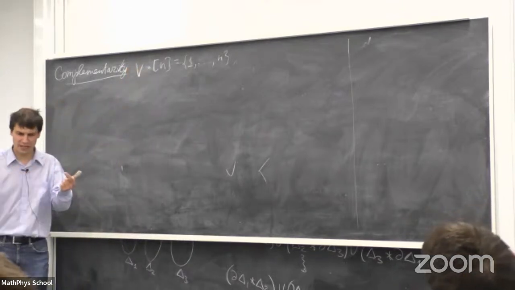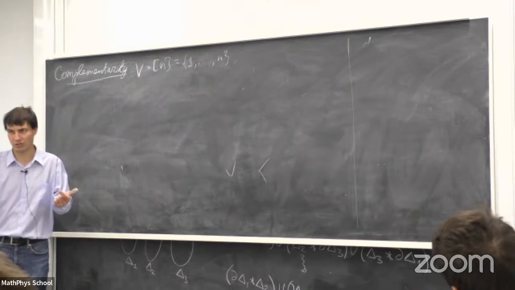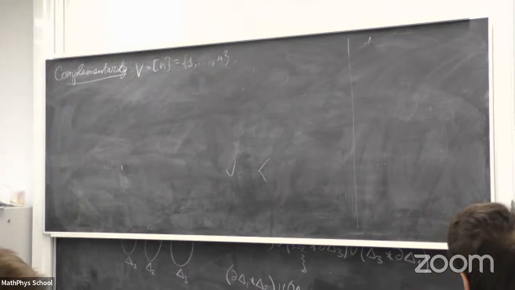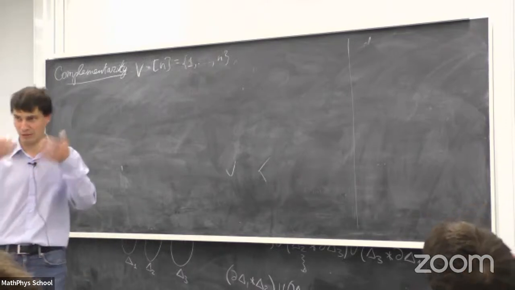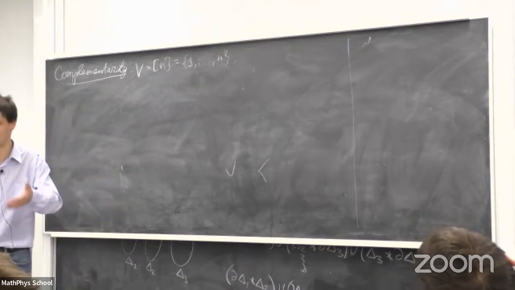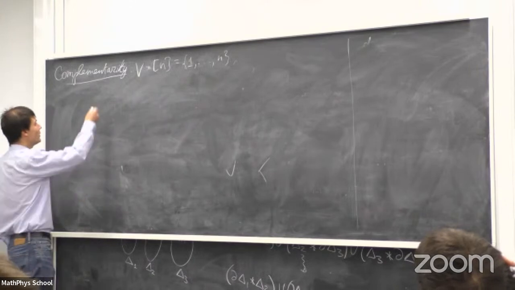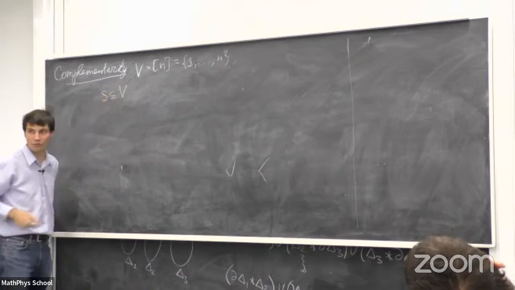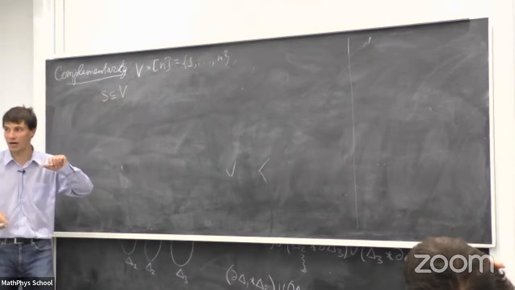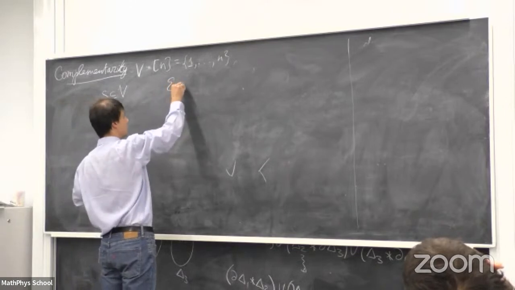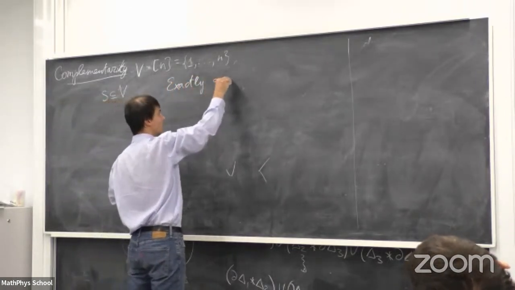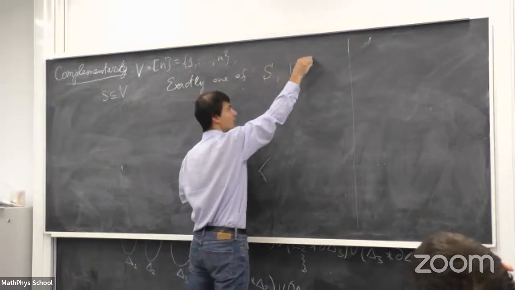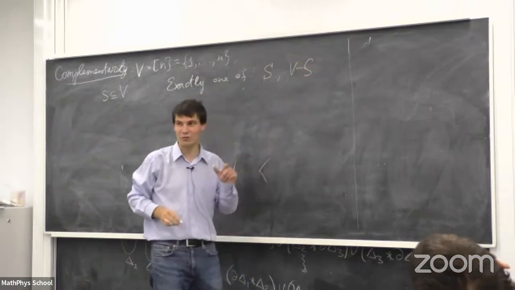I will identify any simplex with its set of vertices. I conveniently speak in such combinatorial language, so I say that an edge is two vertices, and so on. If we take any subset S of this V, then exactly one of the two sets, S or the complement of S, is a simplex.